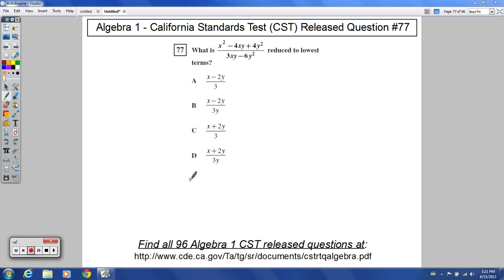Welcome to Algebra 1 CST release question number 77. It says, what is this expression reduced to lowest terms? So what is this mess here? How do we reduce this at all? Let's see what we have here.